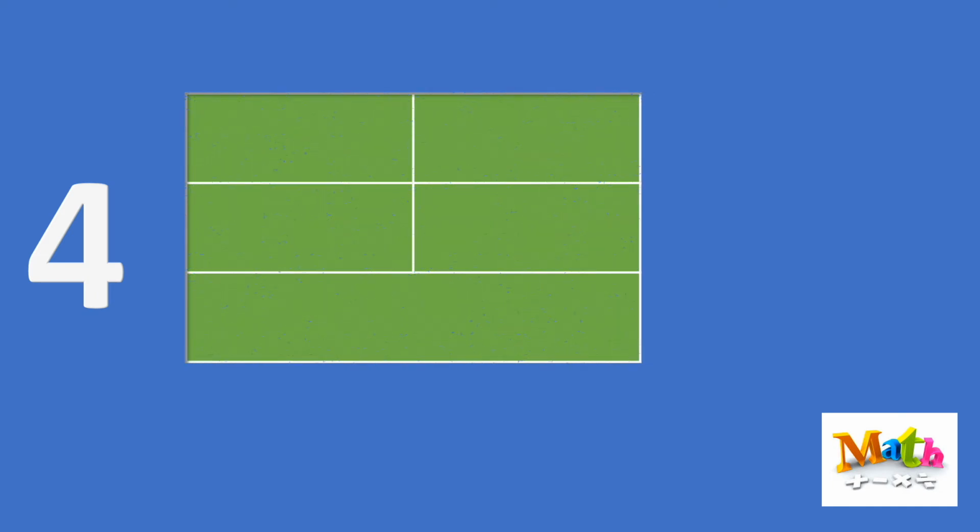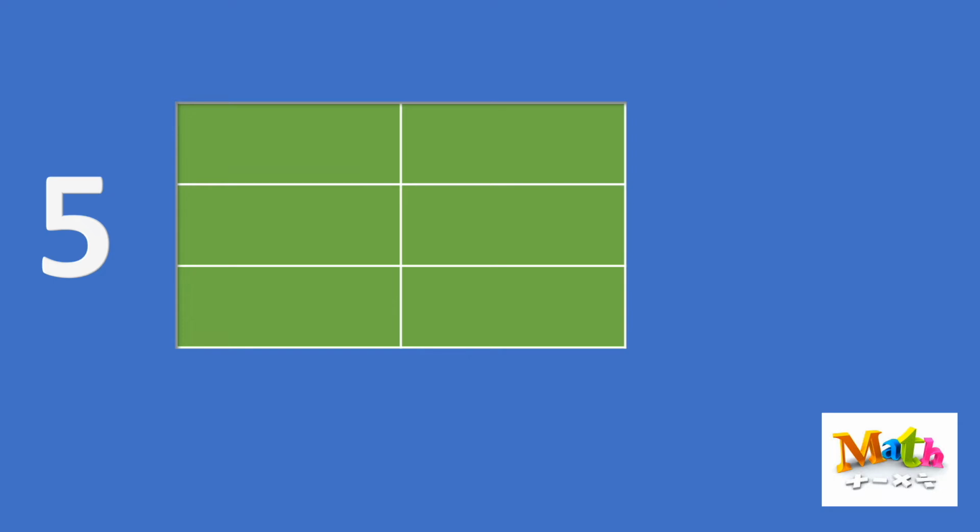Let's take another example, 4. What are the partners for 4? The partners are 0 plus 4, 1 plus 3, 2 plus 2, 4 plus 0, and 3 plus 1. What are the switch partners this time? The switch partners are 0 plus 4, 4 plus 0, and 1 plus 3, and 3 plus 1.